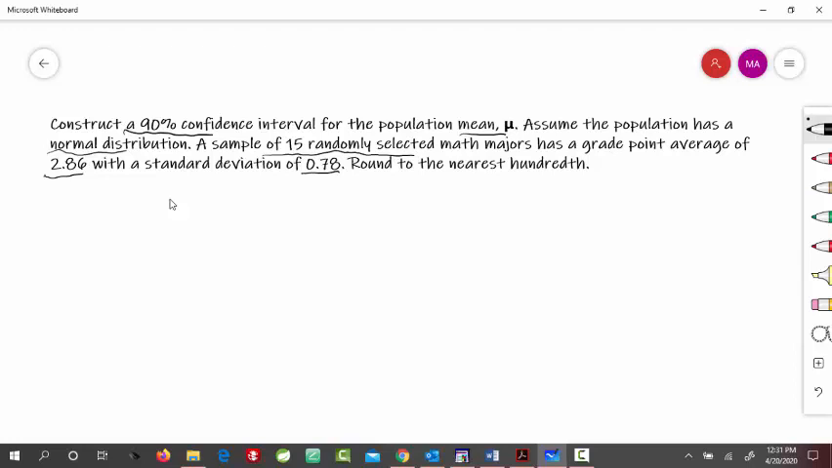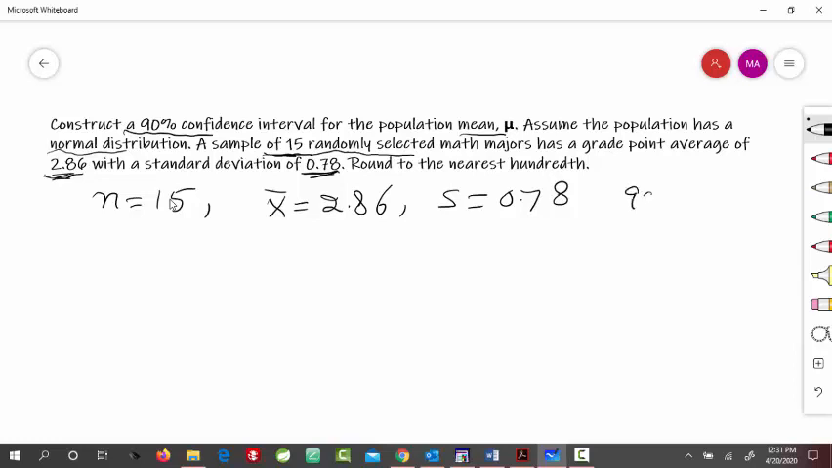So first, extract the information. The sample size is 15, so n is equal to 15, and the grade point average of that sample is 2.86, so x bar is 2.86, and the standard deviation of that sample, s, is equal to 0.78. And we have to construct a 90% confidence interval for the population mean mu.